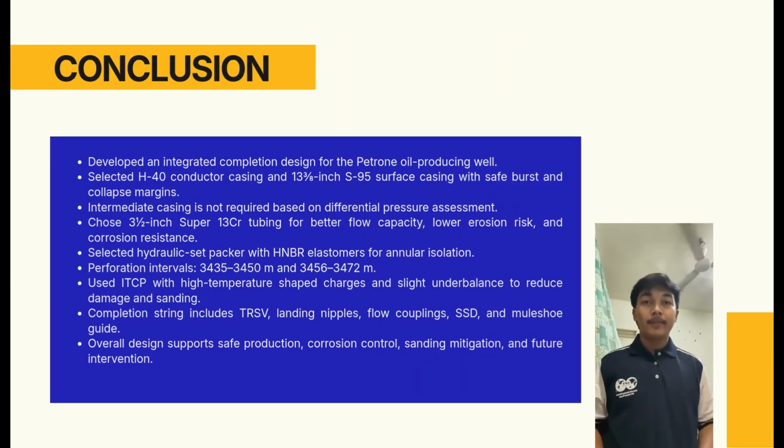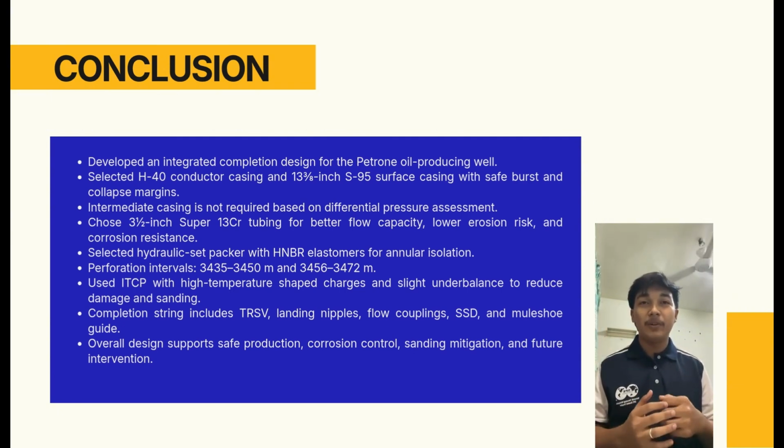Thank you. In summary, this project proposed a complete well completion design for the Petron oil producing well. The selected casing program used H40 conductor casing and 13.38-inch S95 surface casing, while intermediate casing is not required based on the pressure assessment. For the production string, 3.5-inch super 13CR tubing was selected because it provides good flow capacity, lower erosion risk, and better corrosion resistance.